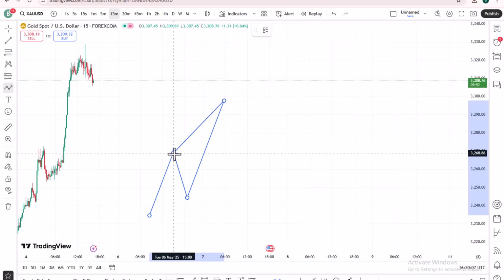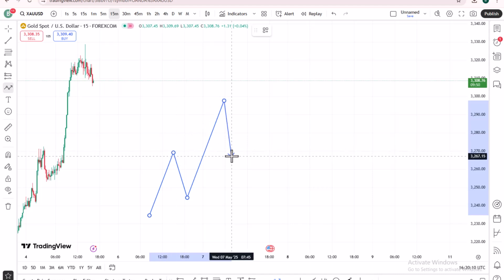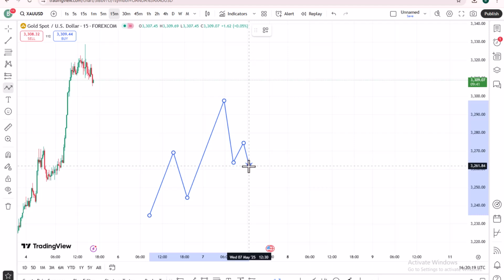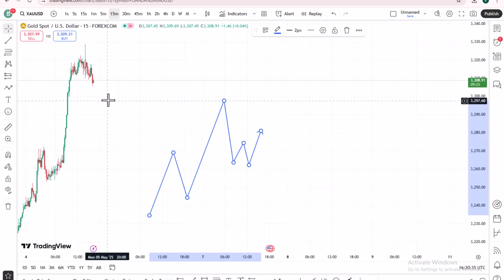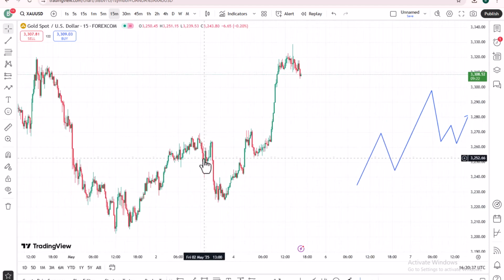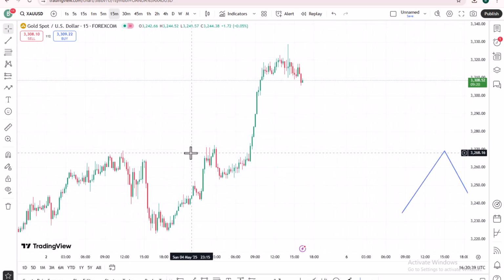So maybe when price comes to this point and I see price moving like this, it creates a double bottom here, then I go in at this point. Maybe I missed this first trade, I could have got maybe 100 pips, but if I miss this kind of trade, then I go in here and buy the market at this point. So let me show you a few examples on the charts.